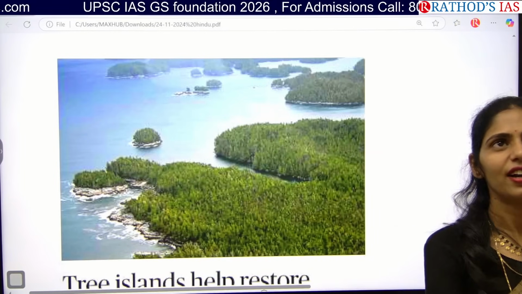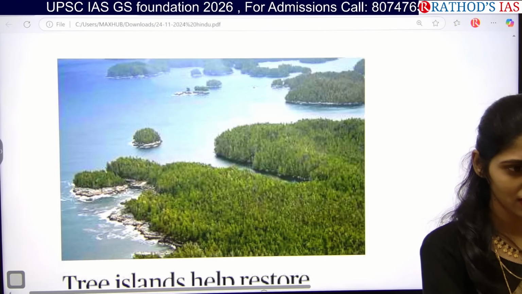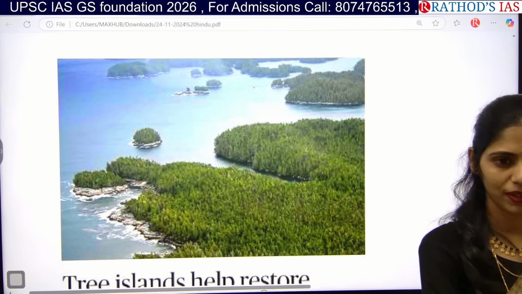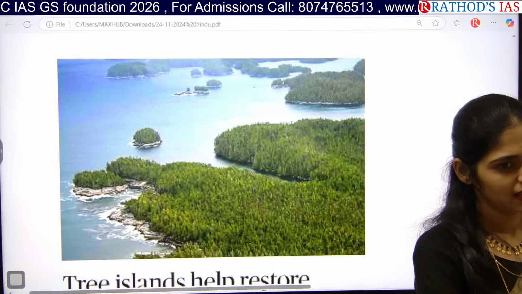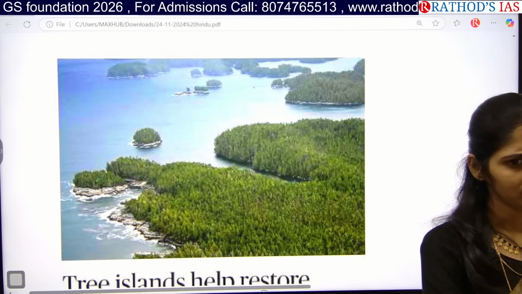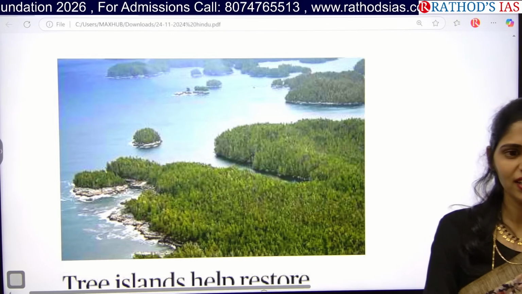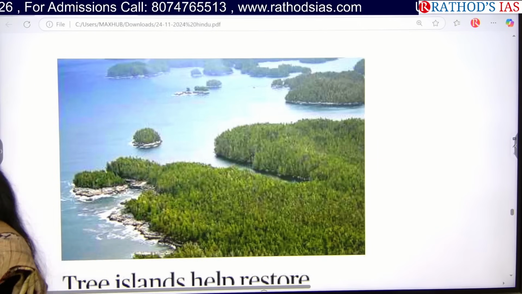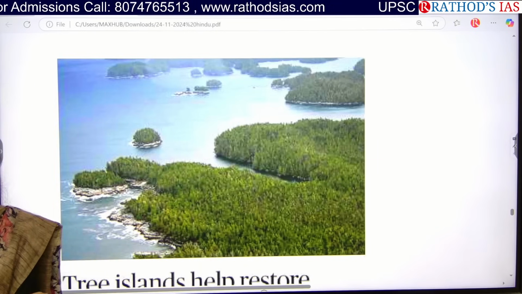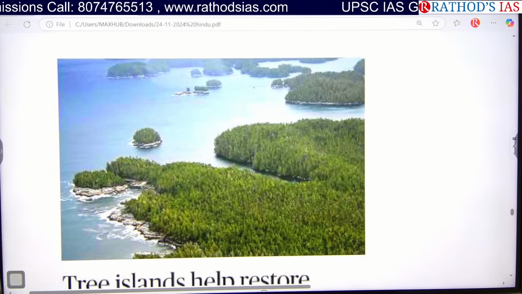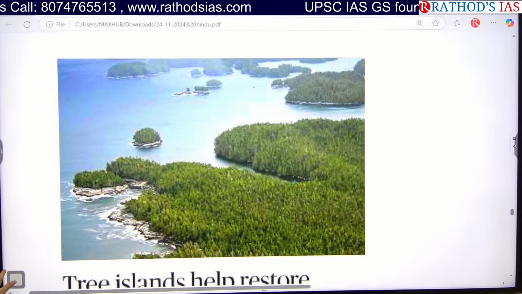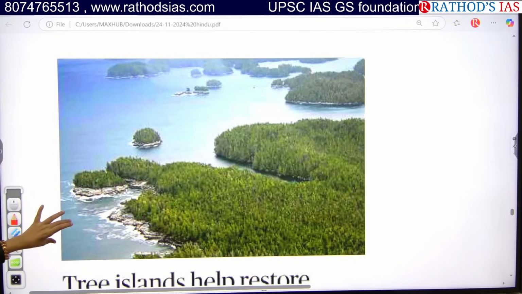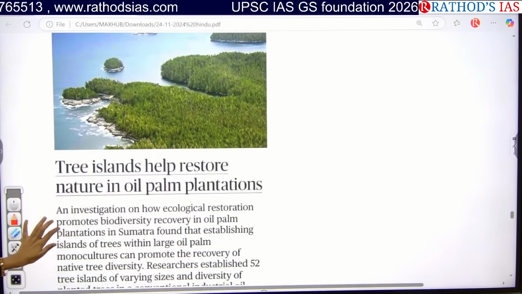Okay, they can control the speed of waves, so they will be helpful for coastal protection. Next. Okay, habitat, flora and fauna. Next. I want a very important point. Tell me, what will trees do? Yes, carbon dioxide sequestration. Okay, so this article is saying that tree islands will help to restore nature in oil palm plantations.